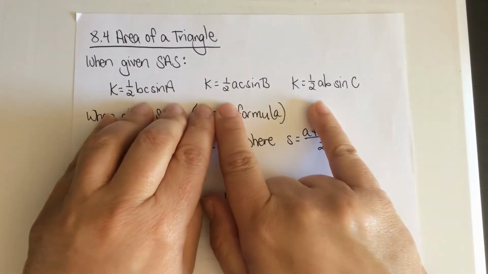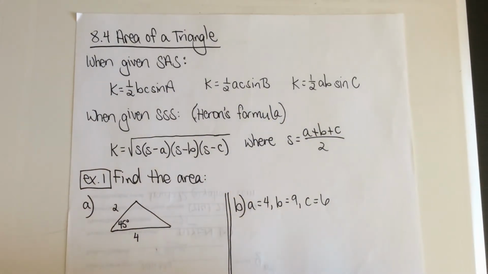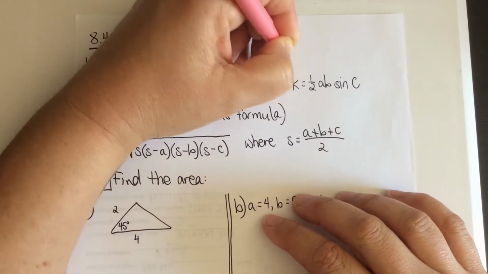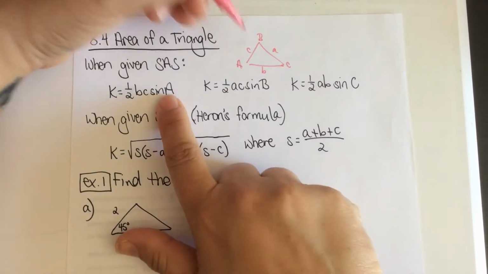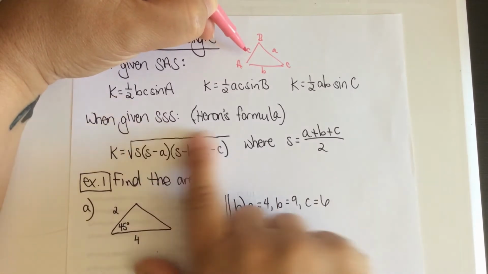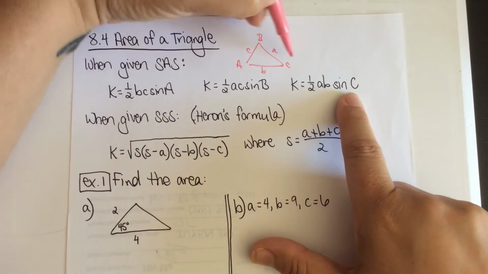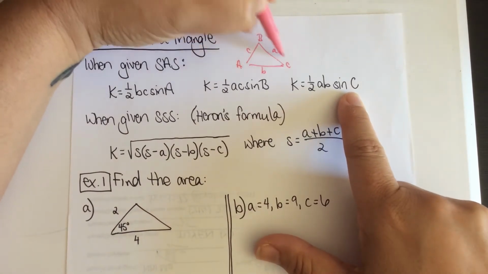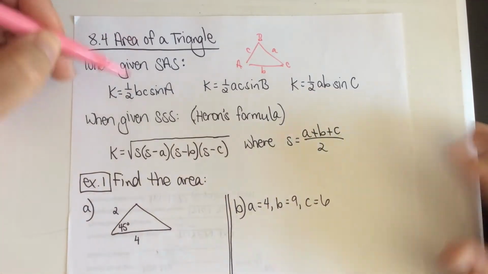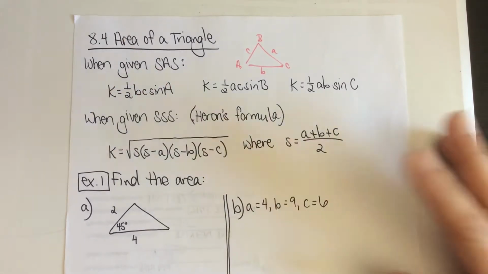Notice that these three are all the same formula. If I have a triangle A, B, C, and I'm angle A with sides B and C, that's side angle side. If I'm angle B with sides A and C, that's also side angle side. If I'm angle C with sides A and B, that's also side angle side. So you don't really need to memorize three different formulas. It's just half the product of the sides that are given times sine of the angle that's given.